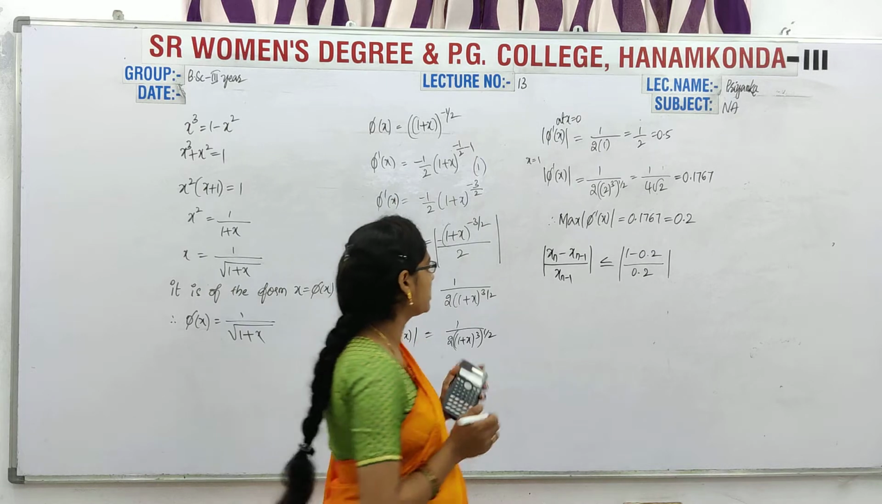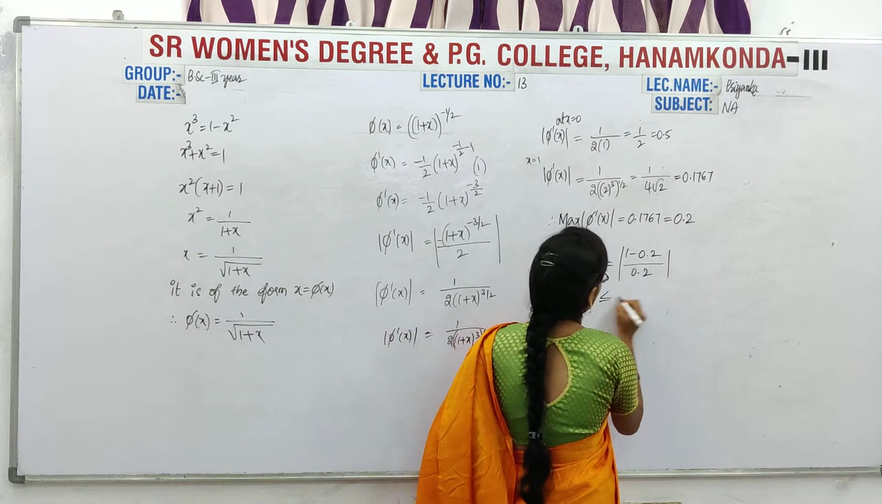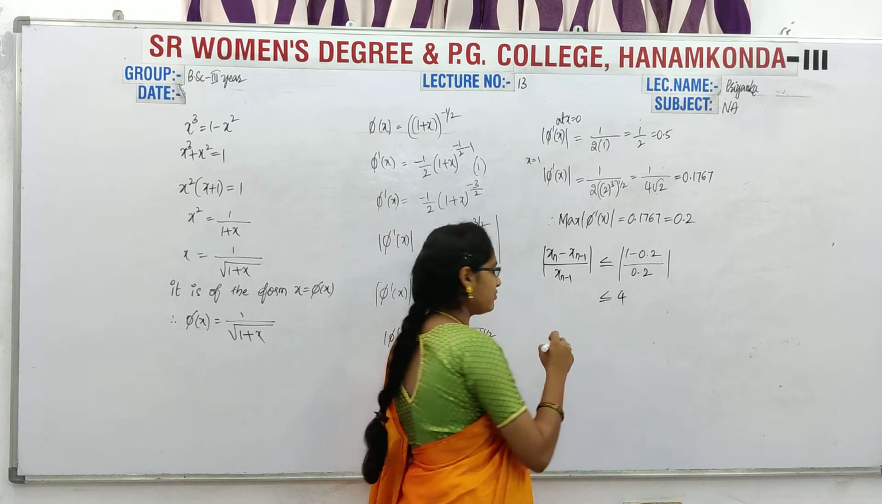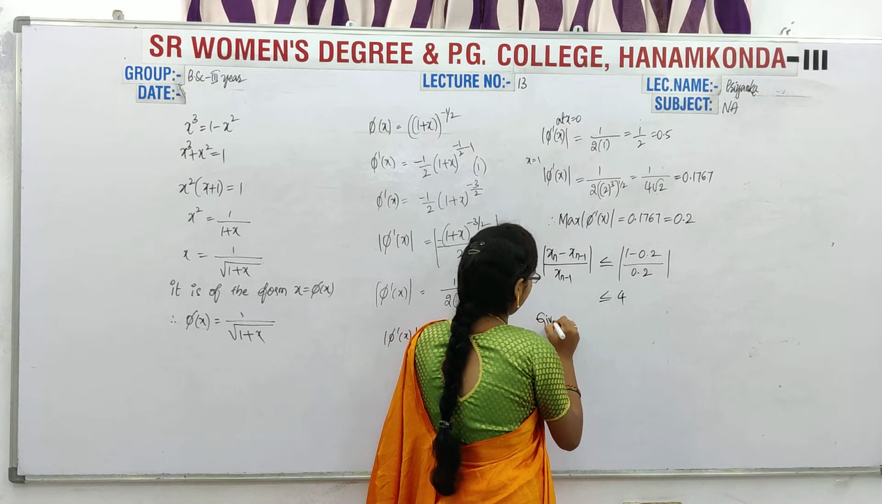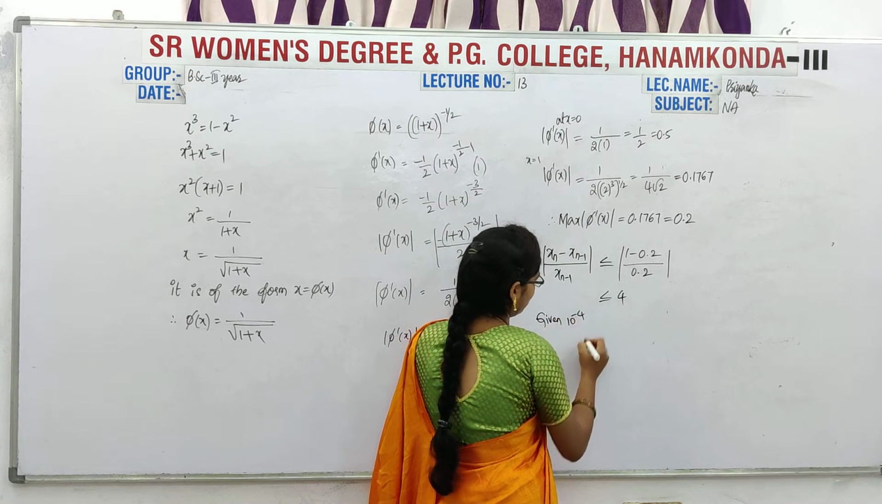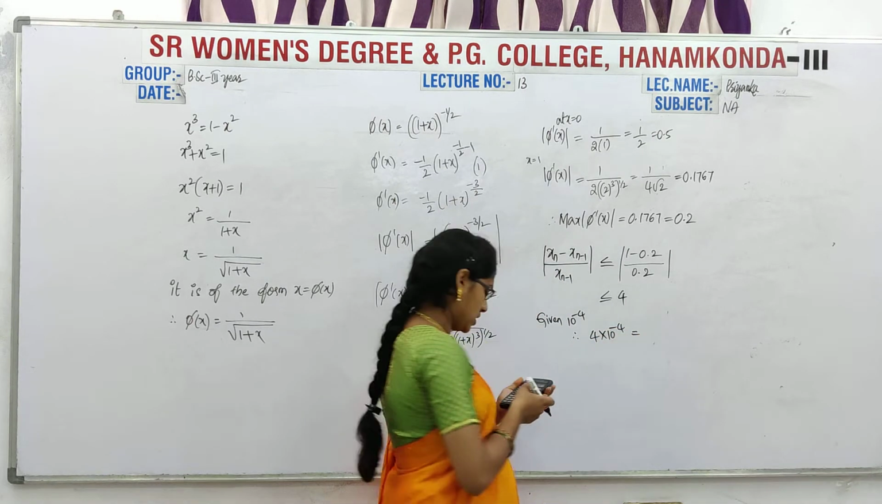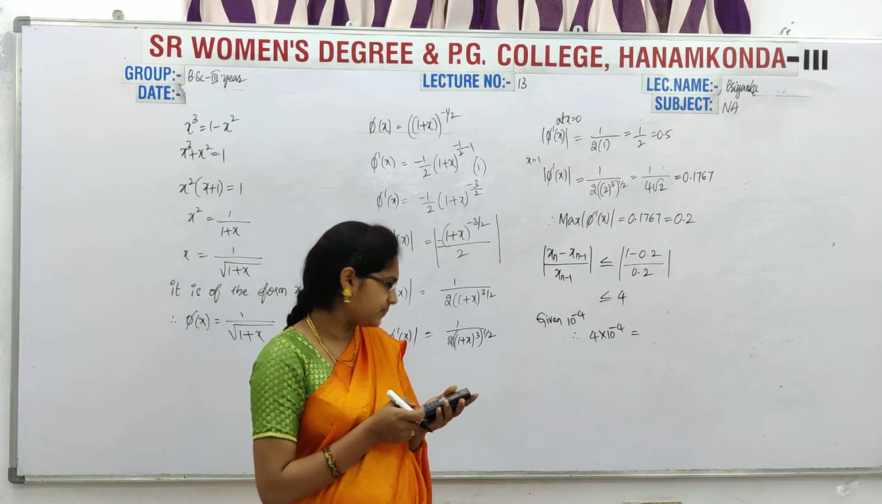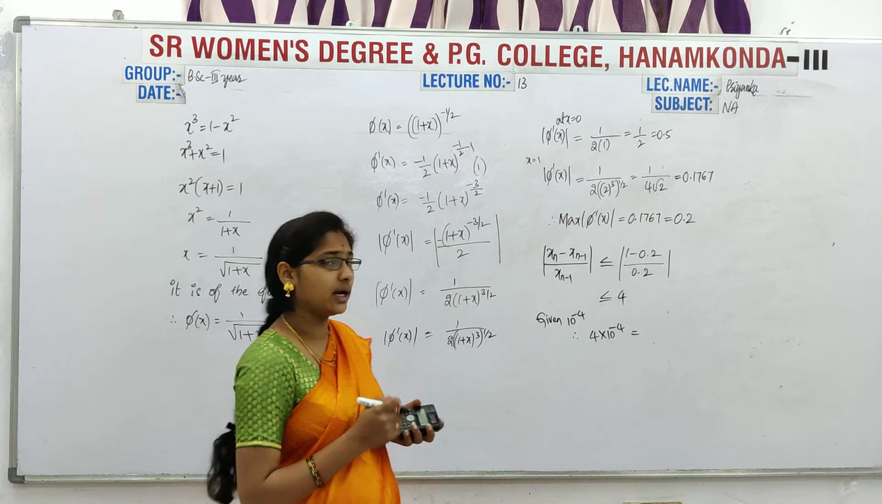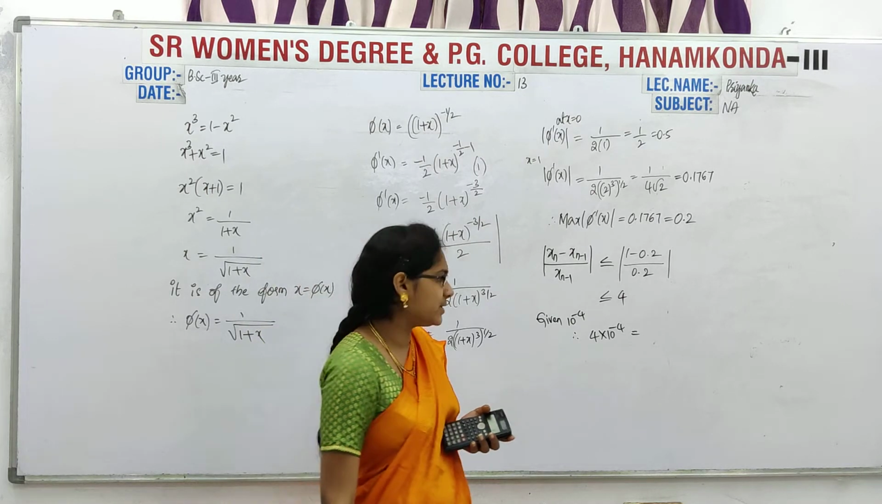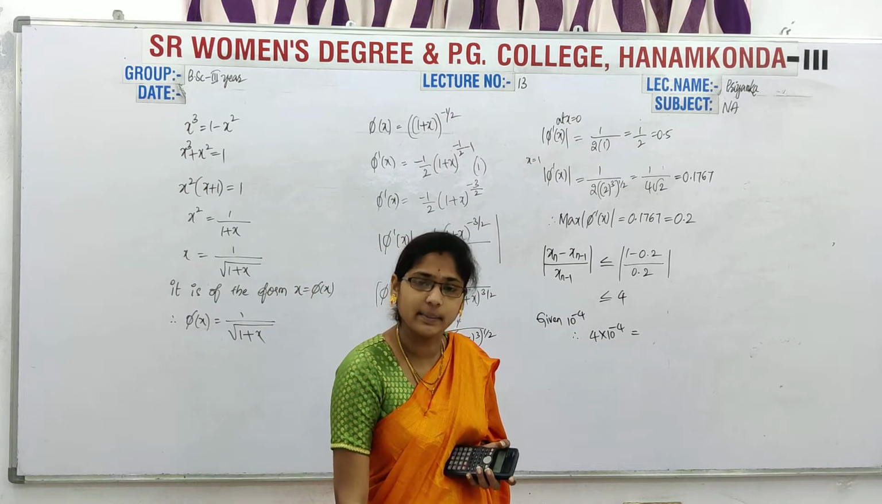It is 4, right? Which is less than or equal to 4. Now what they mentioned is 10 to the power of minus 4. Therefore 4 into 10 to the power of minus 4. Let me explain how to consider this value. 10 power minus 4 means it can be written as 1 by 10 power 4.